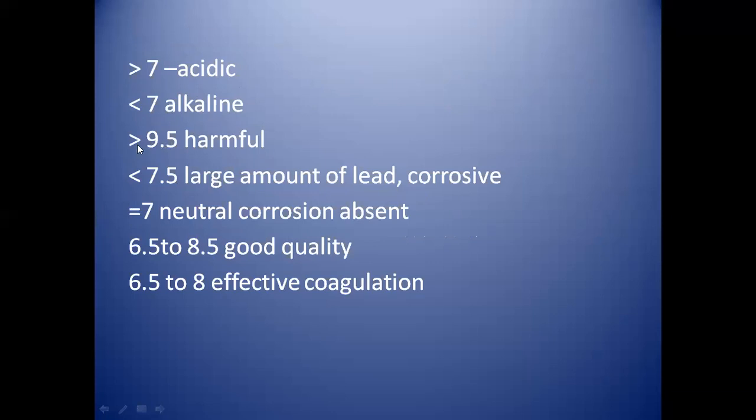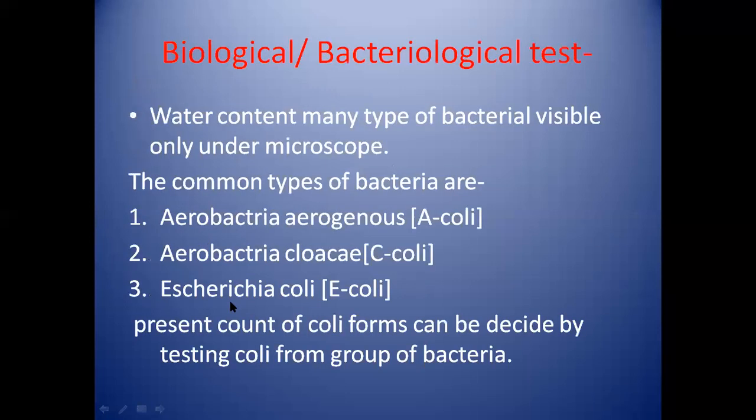If the value of pH is greater than 9.5, then this water is harmful. If the value of pH is less than 7.5, then this water is corrosive. If the value of pH is equal to 7, then the water is neutral. If the value of pH is between 6.5 to 8.5, then the water has good quality. And if the value is between 6.5 to 8, then the water has effective coagulation.